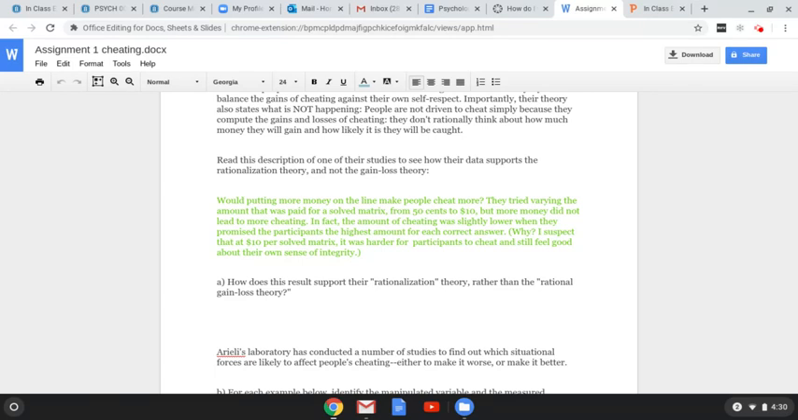In this new version of this experiment, Ariely and company asked the question, would putting more money on the line make people cheat more? So they tried varying the amount that was paid for each solved matrix. We don't know how much they paid for each one. Maybe it was $1 per matrix solved. But would more money cause more cheating?